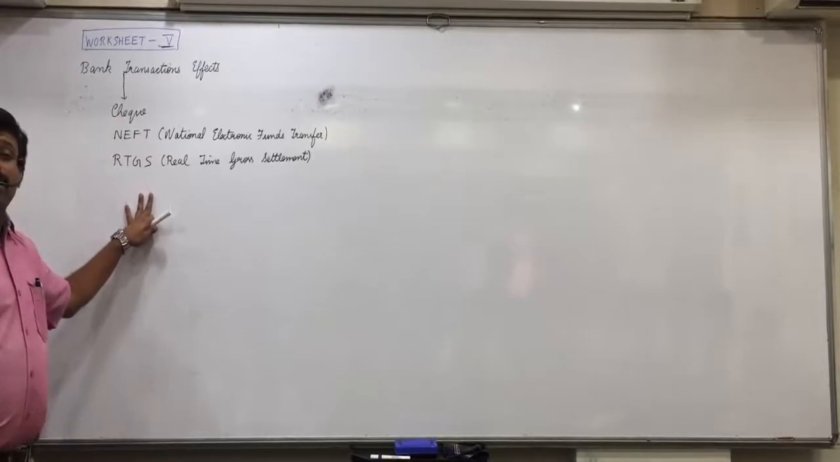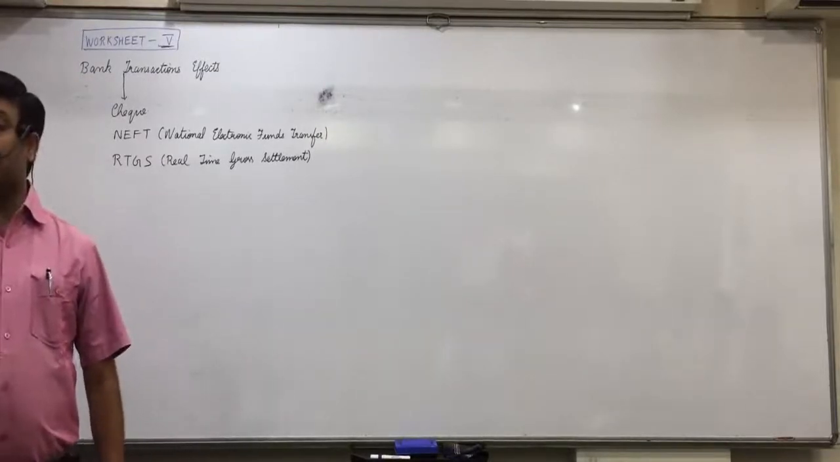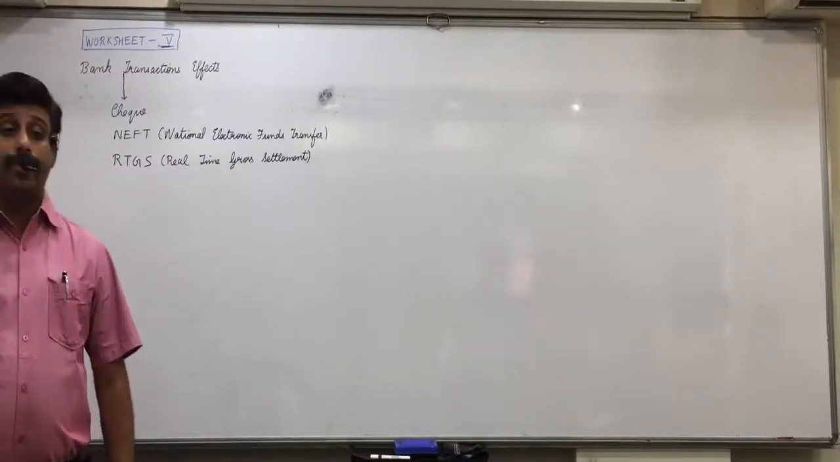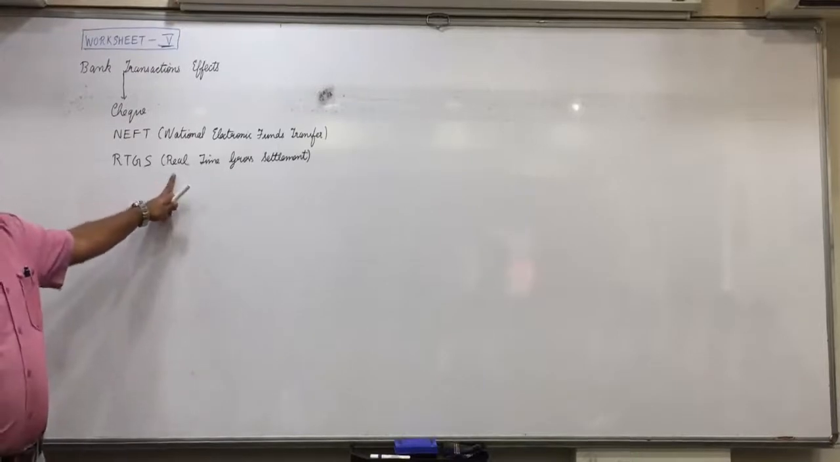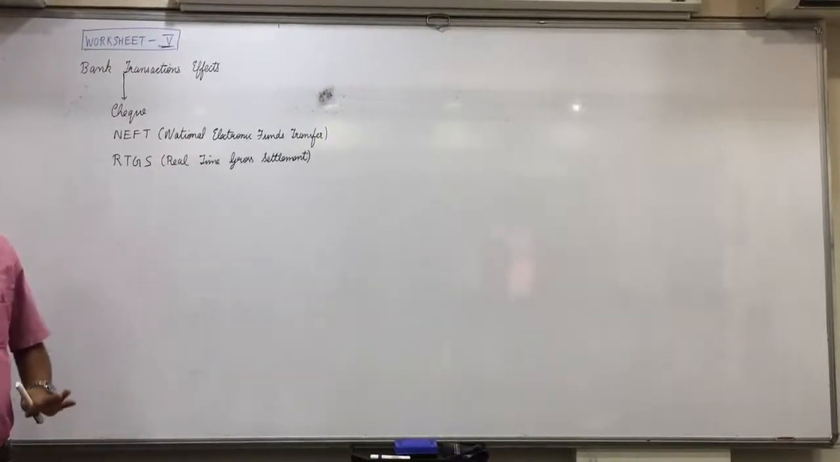Real time gross settlement means instantly, at the same time. If I transfer the money at 10:15 to his account, in his account it will be reflected at 10:15. Therefore it is called real time, actual time gross settlement. Understood this? So this is a direct transfer from one bank account to another bank.